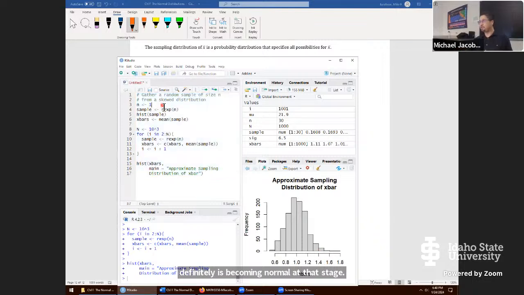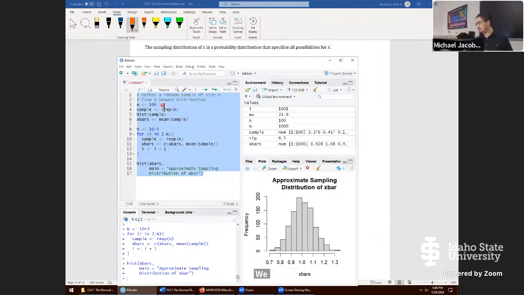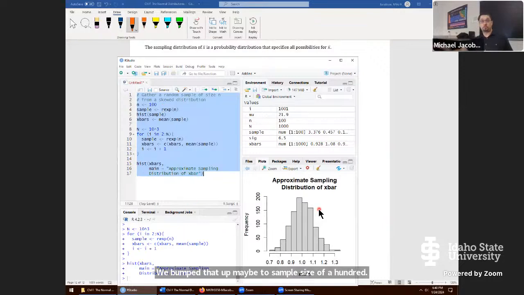We bump that up maybe to sample size of 100. That's starting to look like truly normality. It has one main peak, it's mound-shaped, symmetrical. In fact, it looks highly symmetric. These are the data that you could model with a normal distribution.